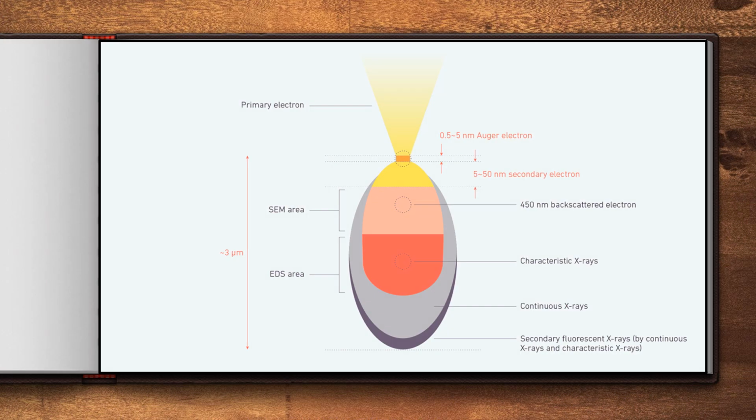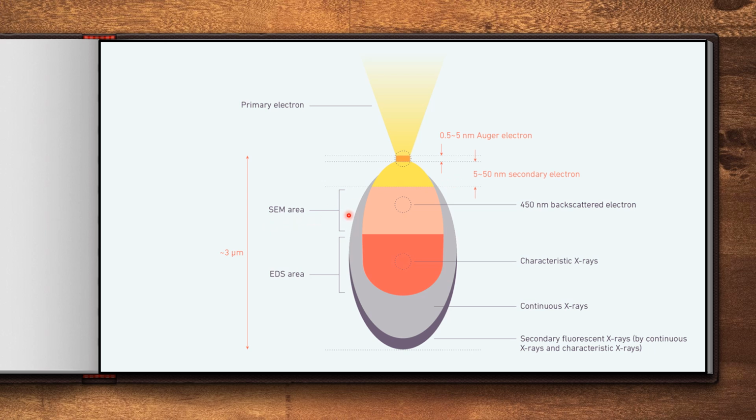So this is a general overview of a material and which area needs to be scanned to get the different images. This is the sample surface, and the electrons hit the sample. 0.5 to 5 nanometers is mostly related to the Auger electrons. We are not collecting that. But in the 5 to 50 nanometer range, in depth, secondary electron emission takes place. This is the part we concentrate on to get the topography image of the sample.